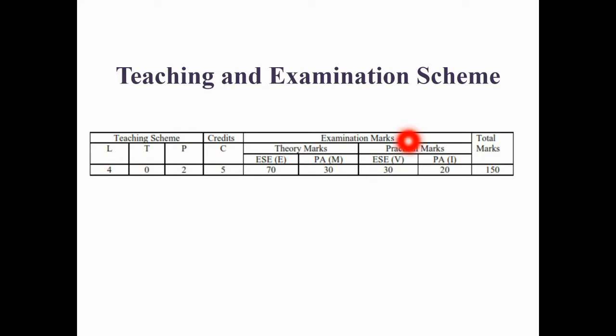Now in practical, there is an end semester examination, which is an external viva examination of 30 marks, and you have to secure a minimum of 50 out of 30. While in the case of progressive assessment internal, this is an internal viva examination in which you have to score at least 10 marks. So the total number of marks would be 150.